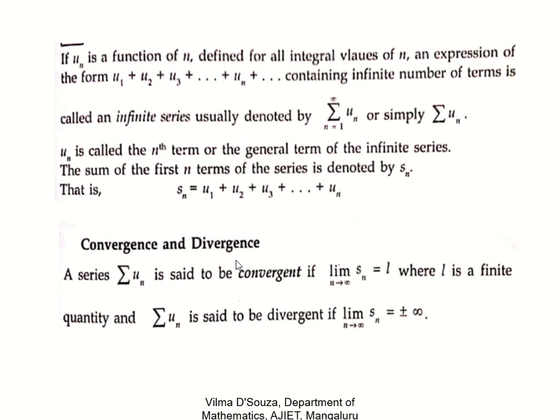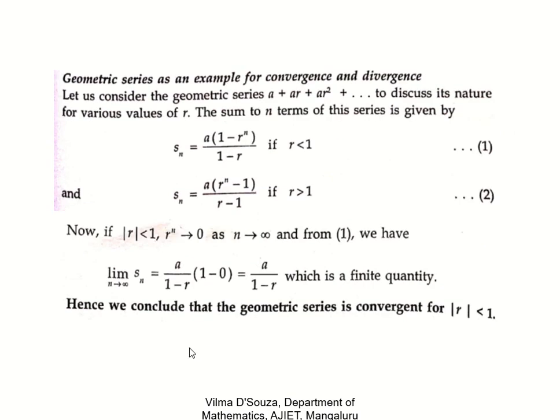Now what is convergence and divergence of a series? A series sigma un is said to be convergent if the limit as n tends to infinity of Sn is equal to L, a fixed number. And if the limit is infinite, it is known to be divergent. If the limit as n tends to infinity of Sn is a finite number, the series is known as convergent, otherwise it is divergent.